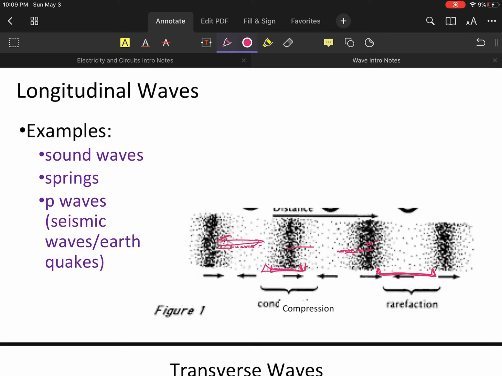So again, it's not really moving those air particles. It's not like it's moving it from here to here, right? That's not what it's doing.